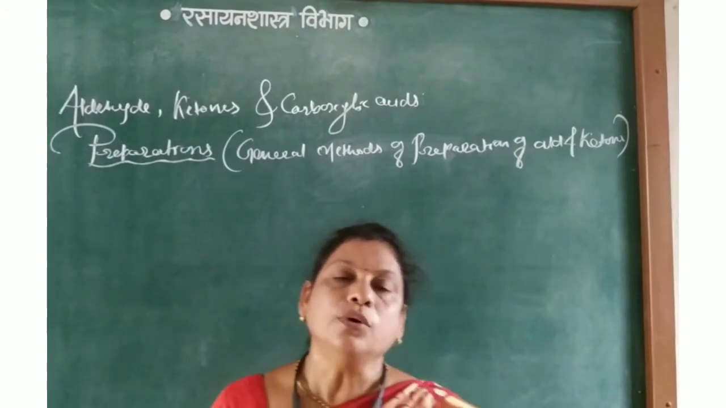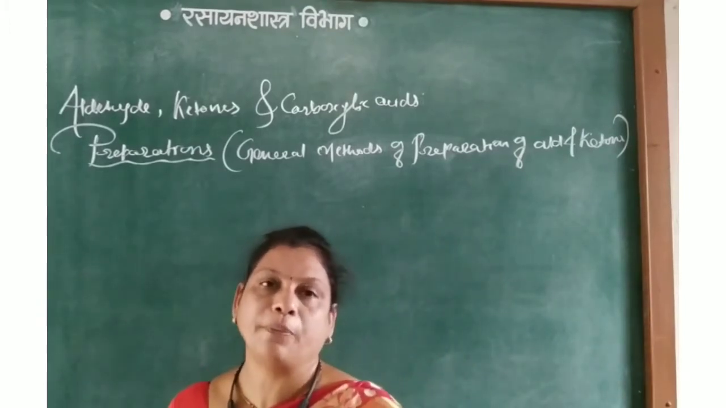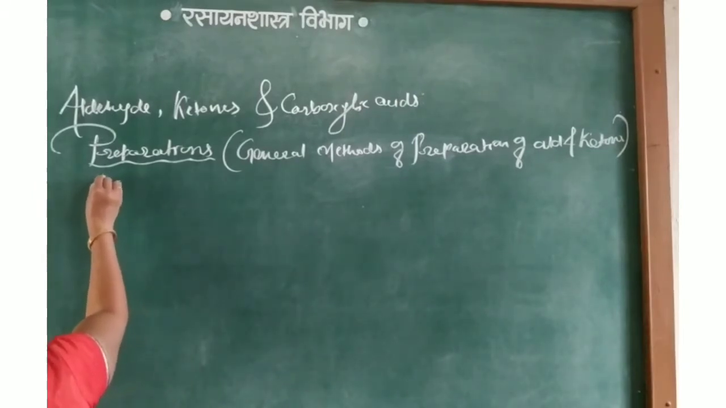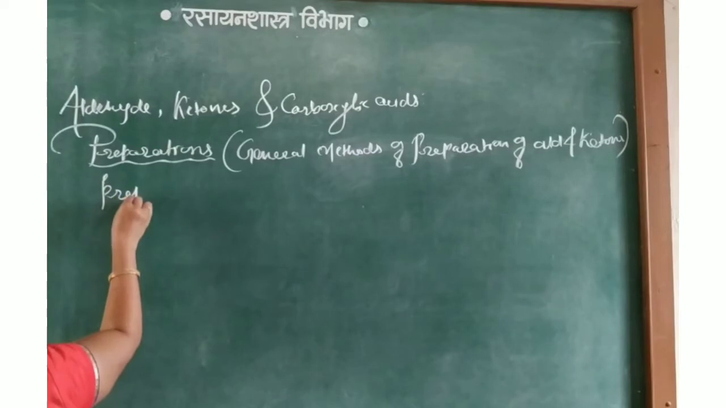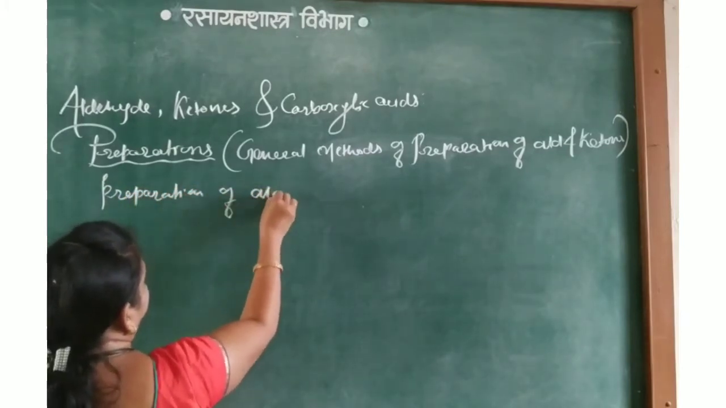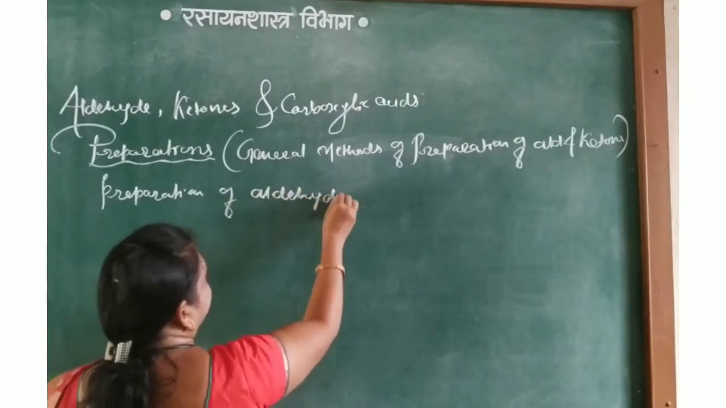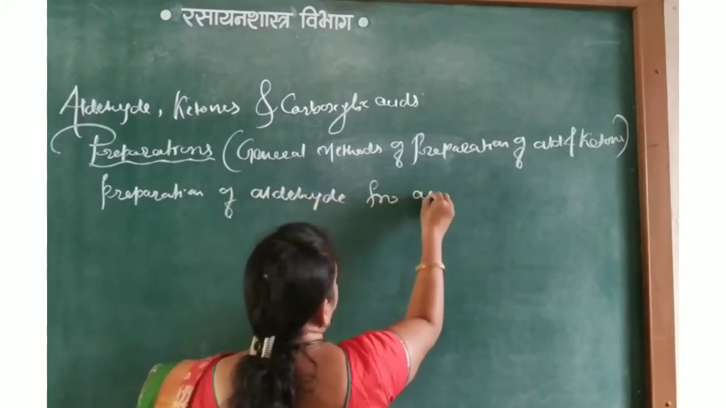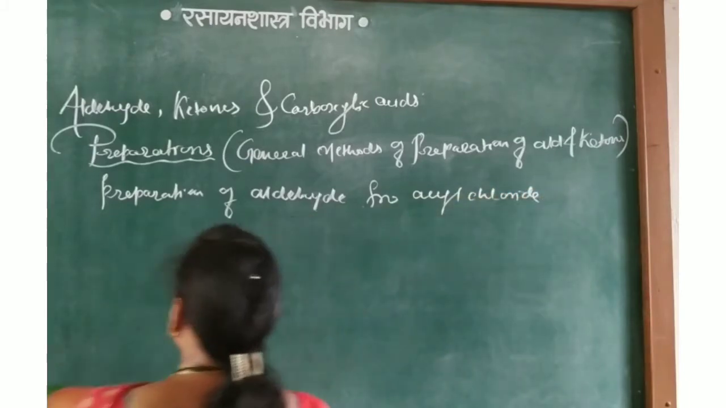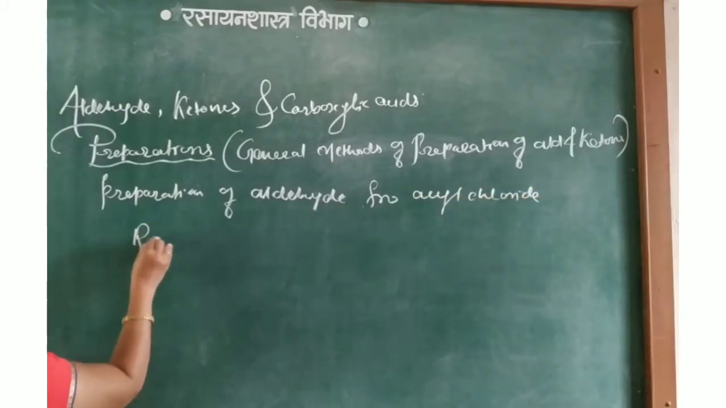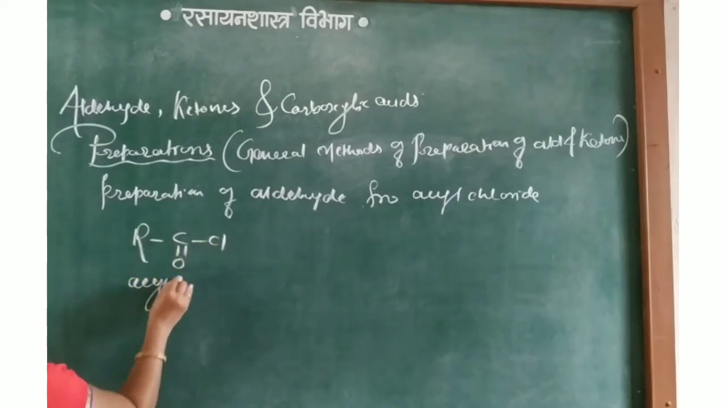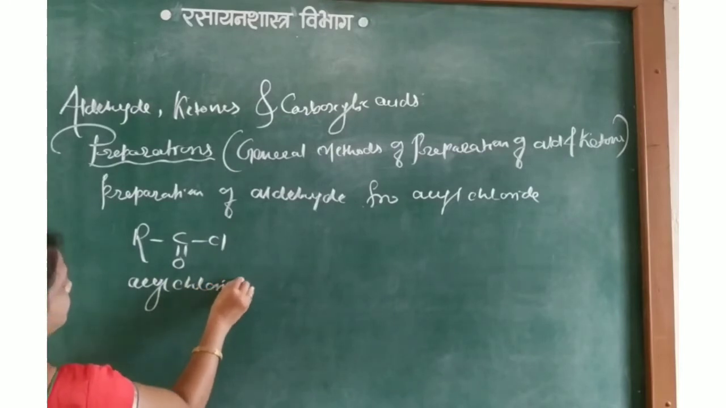Okay. Now the general method of preparation of aldehyde and ketone from acyl chloride. Preparation of aldehyde from acyl chloride. So what is acyl chloride? Acyl chloride means RC double bond OCl. This is called acyl chloride.